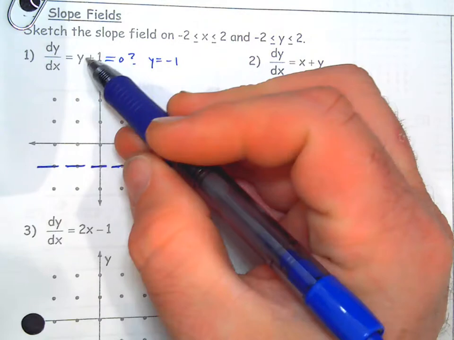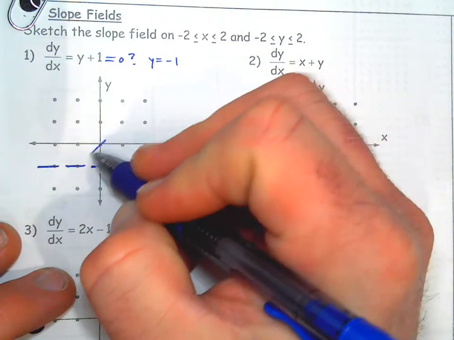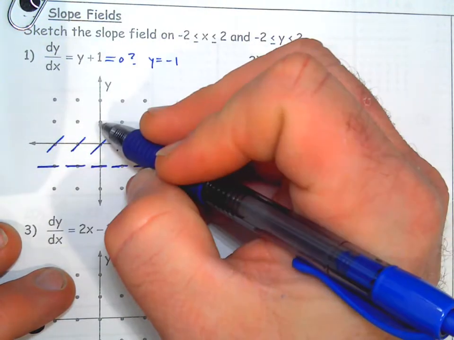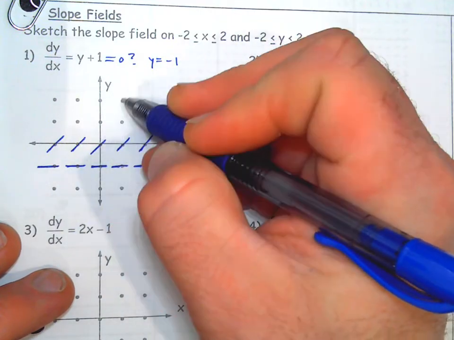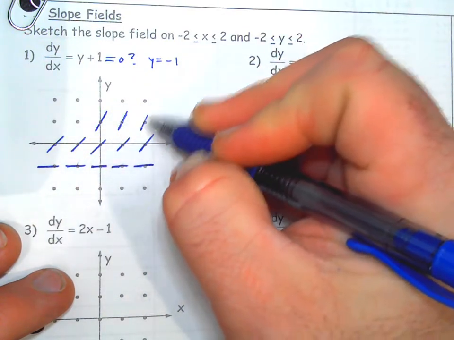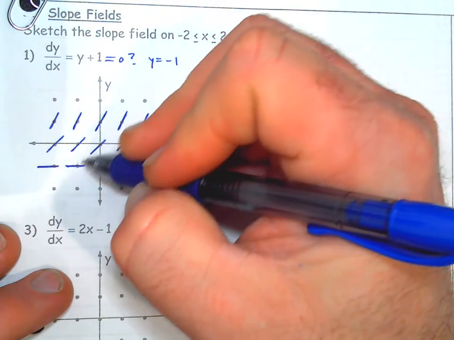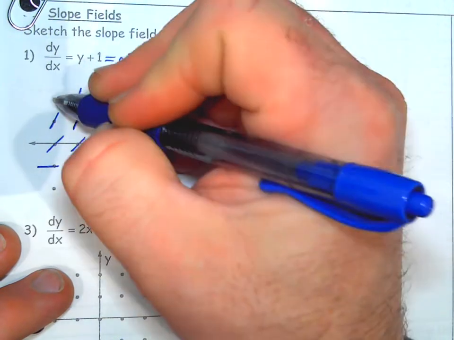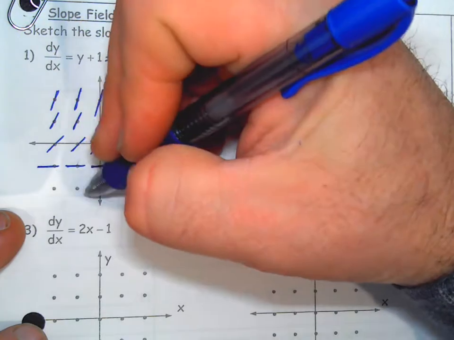Well, the thing is, it only depends on y. It doesn't depend on x at all. So if y is 0, slope is 1, 1, 1, 1, 1. If y equals 1, slope is 2. Up 2 over 1. If y equals 2, slope is 3. Up 3 over 1. If y equals -2, the slope is -1.